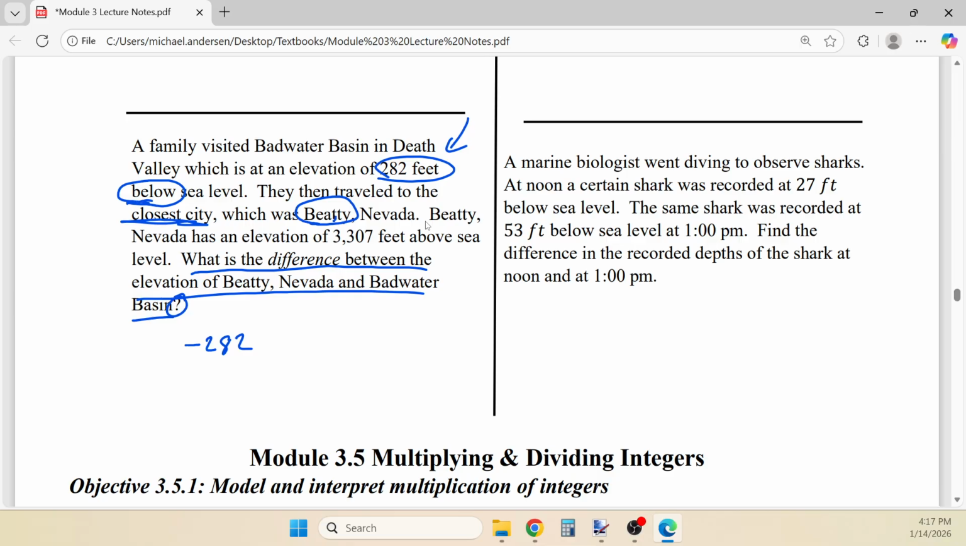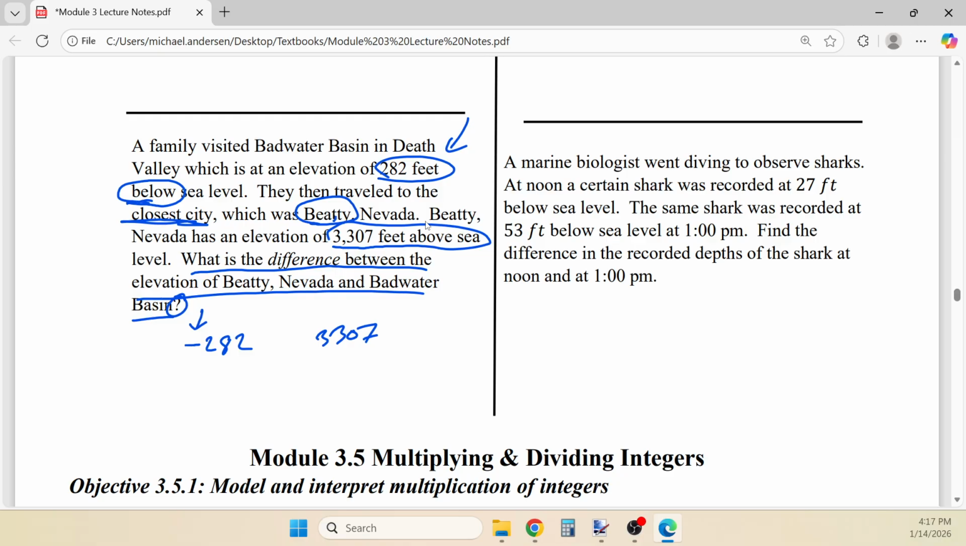Anyway, Beatty, Nevada has an elevation of 3,307 feet above sea level. Okay, so that's a positive number. And we want to find the difference in the elevations between these two things. So now I've understood the problem. We know the goal. We've found the relevant information. We noticed that this is a negative number, which was important. That's something that we could have skipped. Like, we could have forgotten that or missed that and then done the problem wrong.